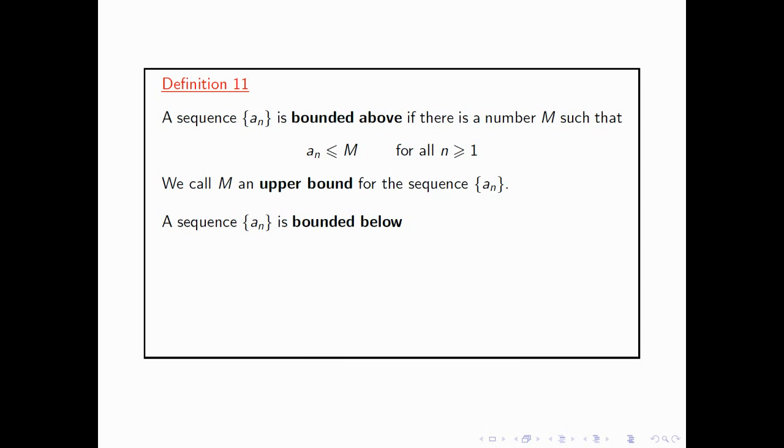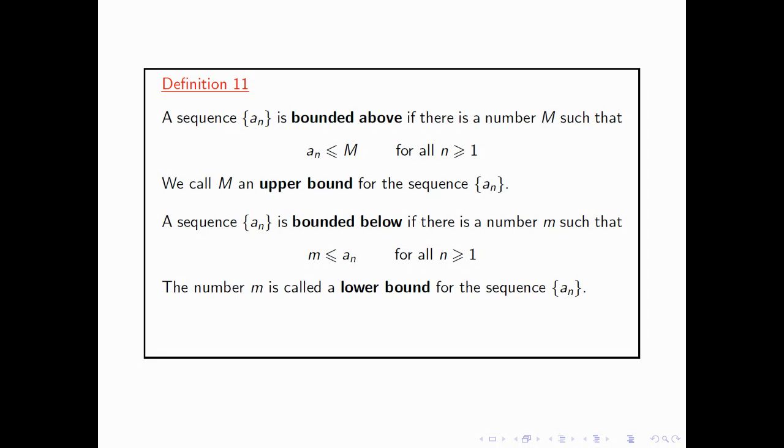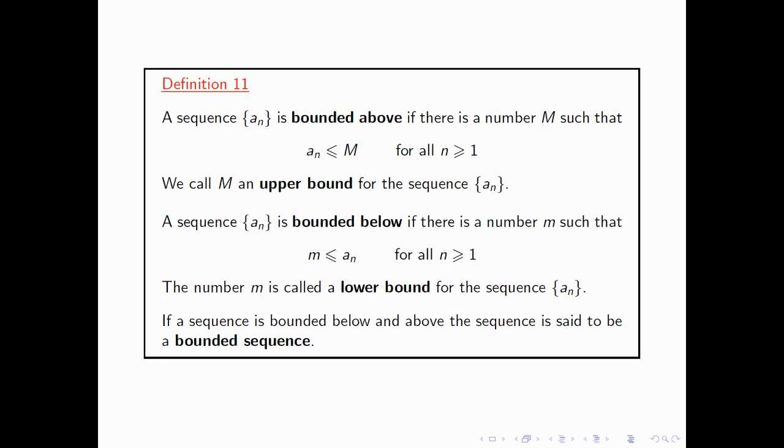A sequence a_n is bounded below if there is a number lowercase m such that lowercase m is less than or equal to a_n for all n greater than or equal to 1. This number m is called a lower bound for the sequence a_n. A sequence which is bounded above and bounded below is said to be a bounded sequence.